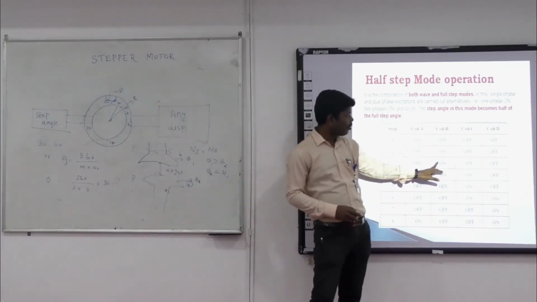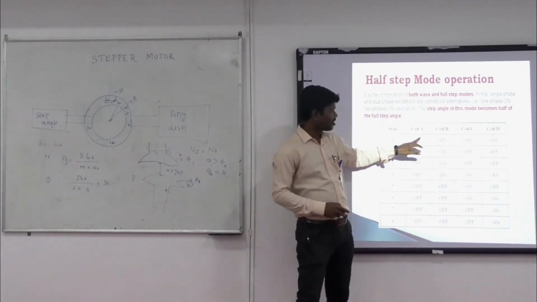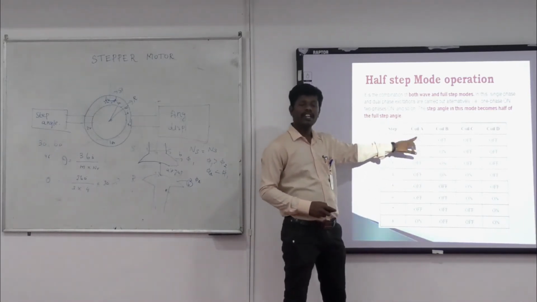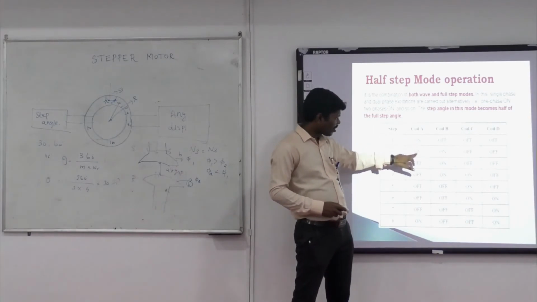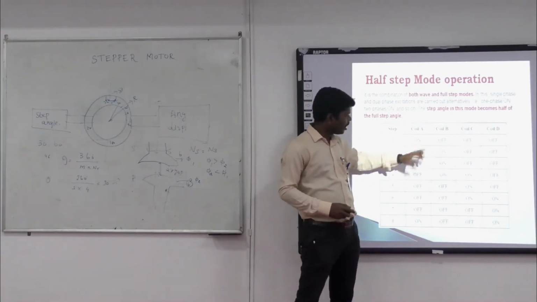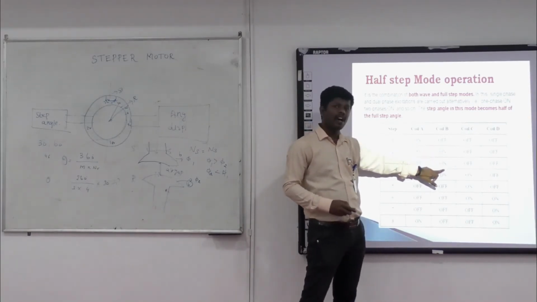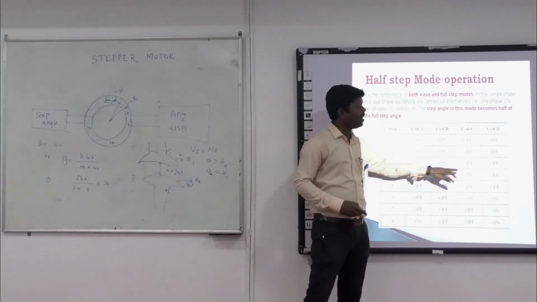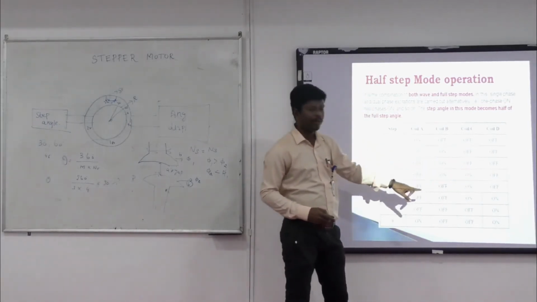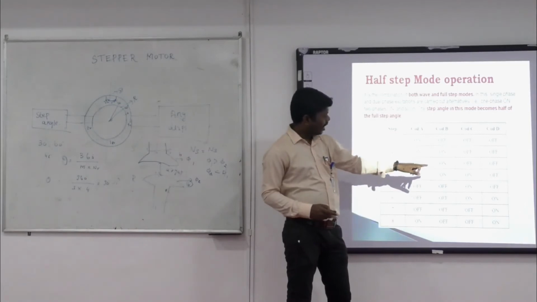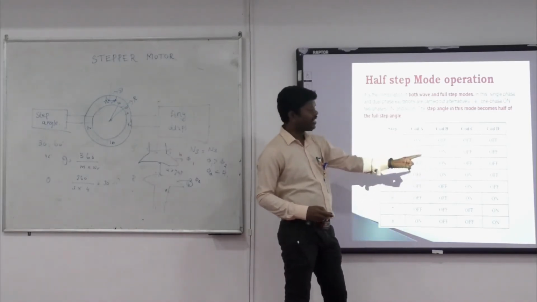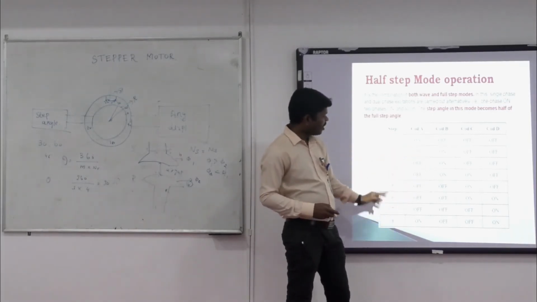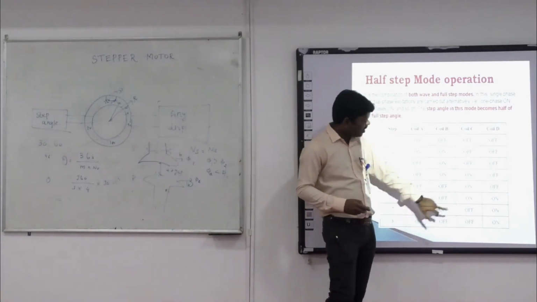Then this coil will be turned on. First coil A will be turned on. So next coil A and B will be turned on. Third one, coil B will be turned on. After that coil B and C will be turned on. Next coil C will be turned on. After that C and D will turn on. So next coil D will be turned on. Then coil A and D will be turned on.